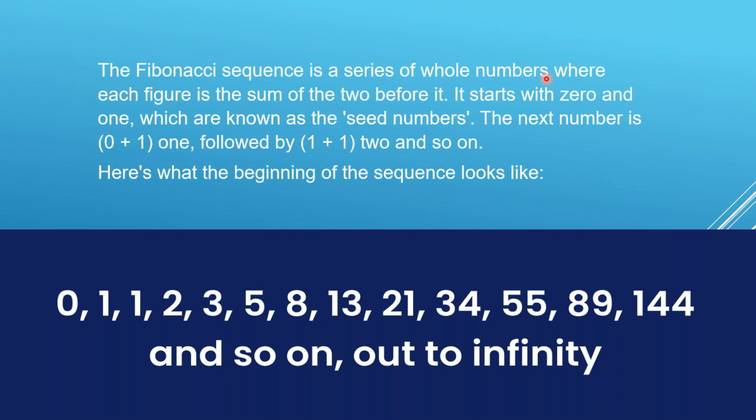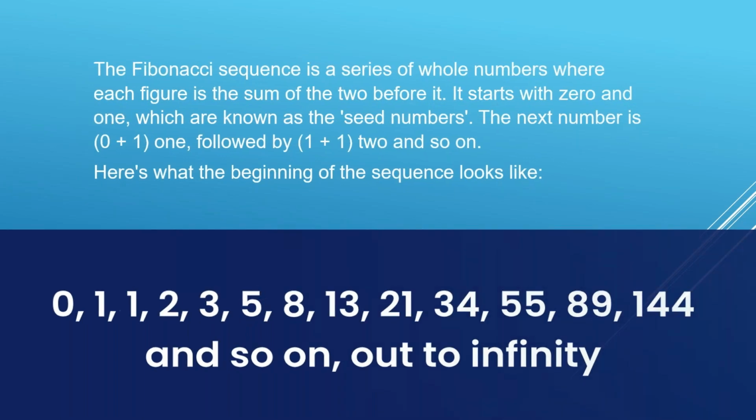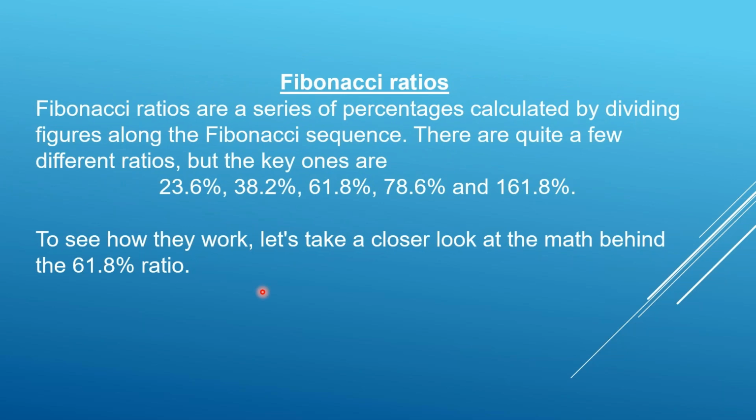So the next number is 0 plus 1 equals 1, and so on. You add the numbers to each other, so you get the sequence 0, 1, 1, 2, 3, 5. You can see 5 is the sum of 3 and 2, and 8 is the sum of 5 and 3, and so on. We call these the Fibonacci numbers. This is important because it gives us the Fibonacci ratios. The Fibonacci ratios are a series of percentages calculated by dividing figures along the Fibonacci sequence.